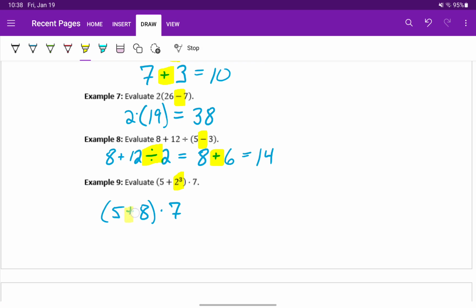We still have parentheses, so we'll focus on simplifying what's inside those parentheses first. This will give us 5 plus 8, or 13, times 7. And then our last step will be that multiplication step, giving us 13 times 7, or 91.